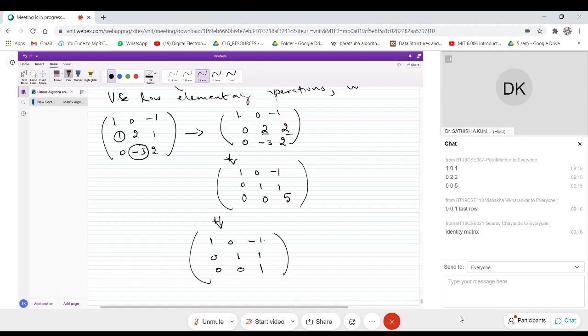Now what are the other possibilities we can do? R1 can be further reduced: you can add the first and third row. So that is 1, 0, 0, then 0, 1, 0, and 0, 0, 1. Finally, you will get this. And then this will be subtracted with this also. So you are going to get 1, 0, 0, 0, 1, 0, 0, 0, 1.